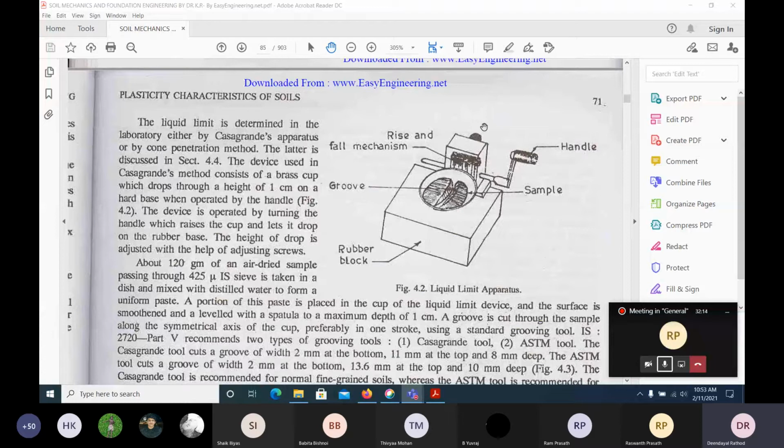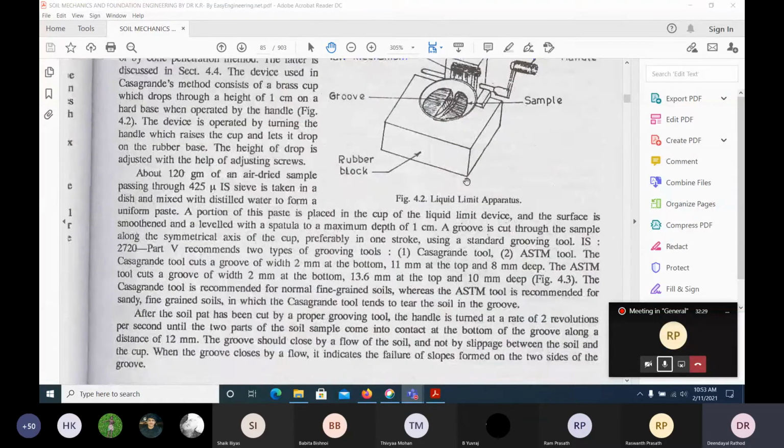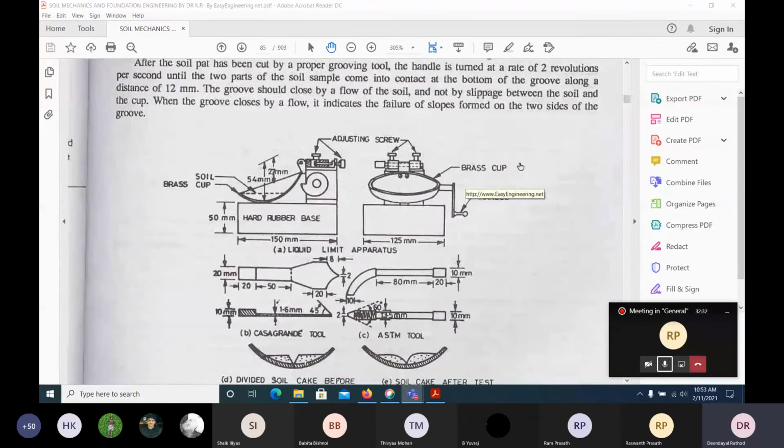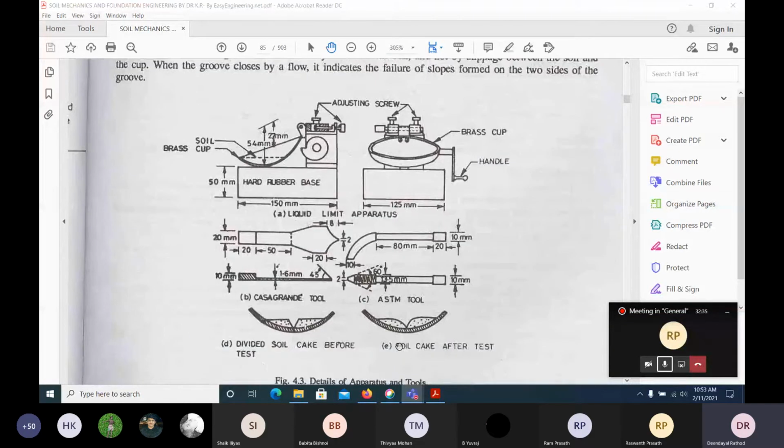You just plug it, and it will drop this particular cup. Okay, then what we'll do again, rotate, rotate, rotate. Again, take the soil out from the groove where it meets, and take the soil into the oven. So likewise, look at how it looks like. After joining, it looks like this: first we take this, divide the soil cake. Just take it out like this with glue. Then I will show you some videos also, so that you will understand.